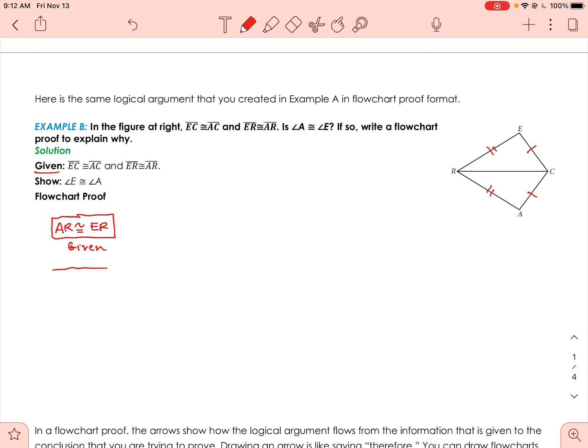We also are given that EC is congruent to AC. Again, that's a statement. It is given to us. Now, another thing that we know is RC is congruent to RC. This is not given to us, but we know that because those two are the same segment. So now, these three things together all lead to one thing.